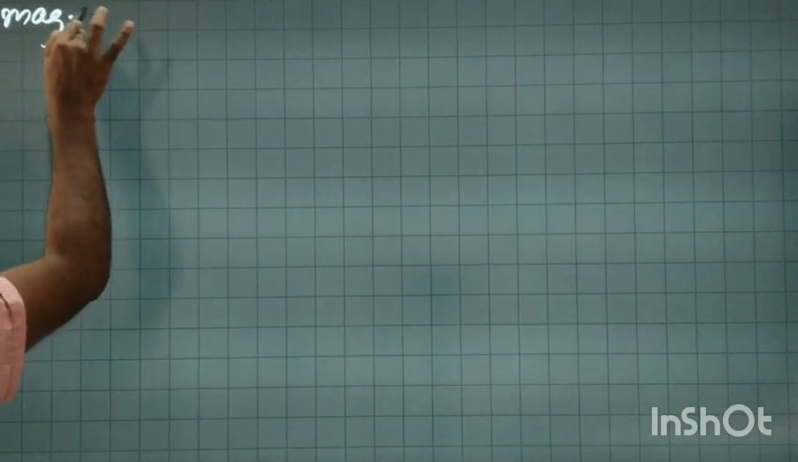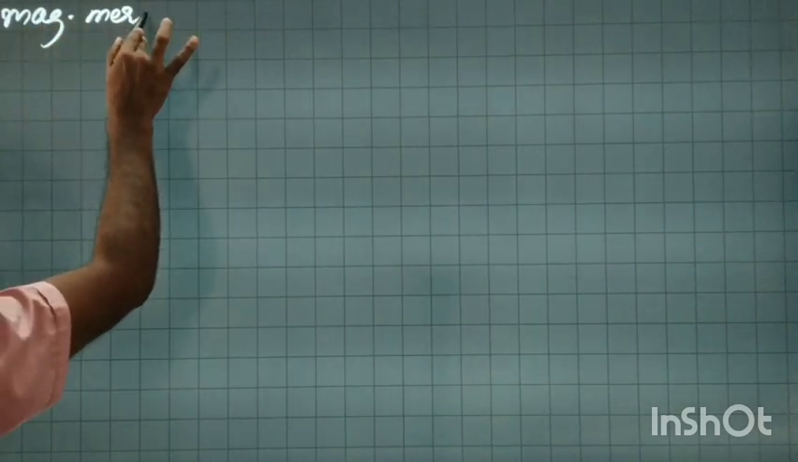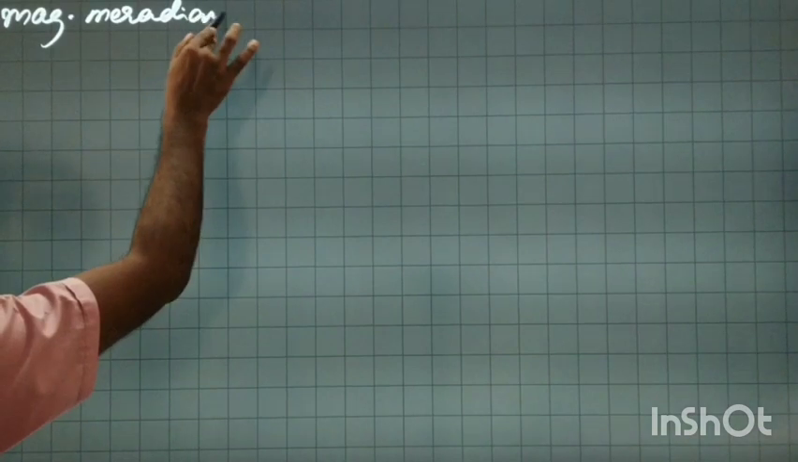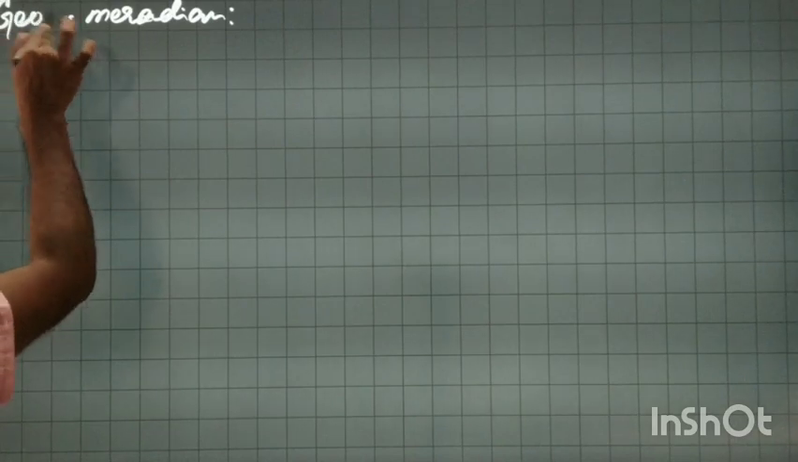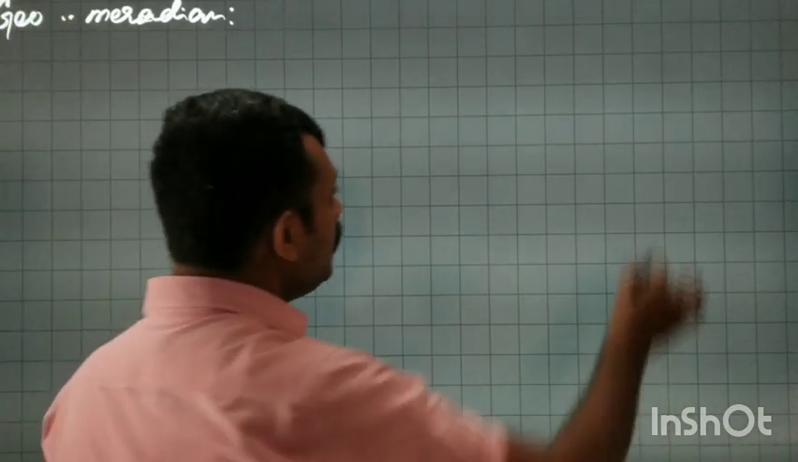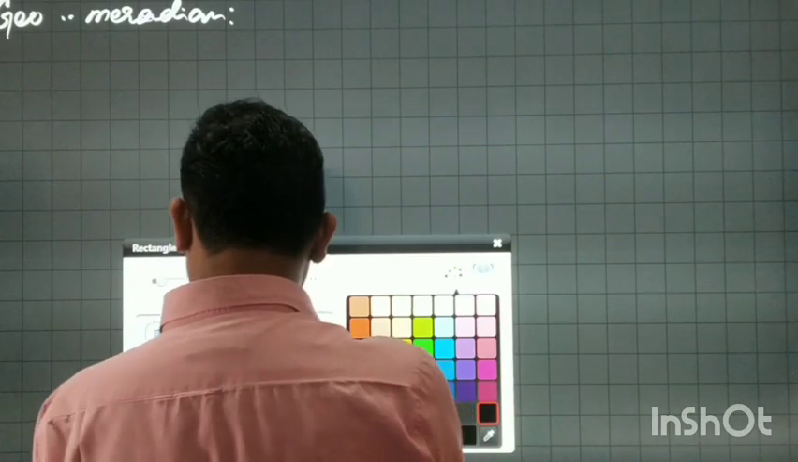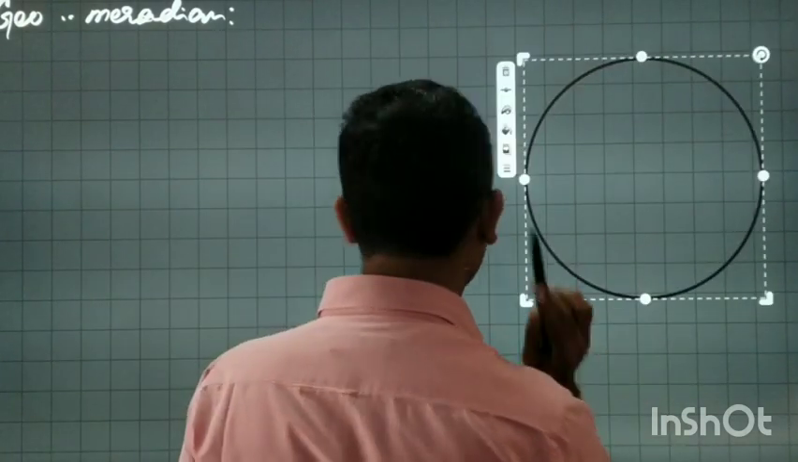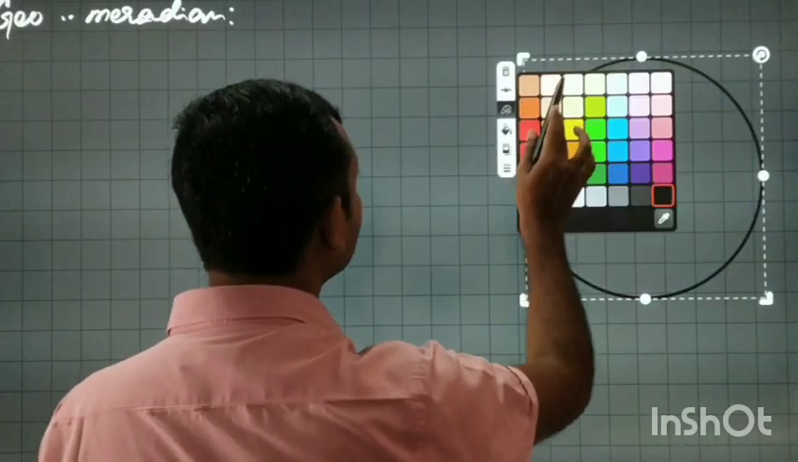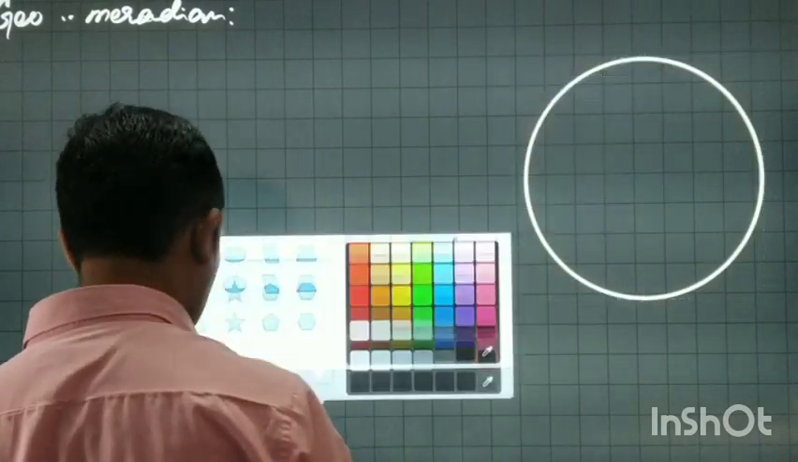Moving on to the next concept, regarding magnetic meridian and geographic meridian. Before magnetic meridian, I will consider geographic meridian. That will give you a clear picture. This is Earth, I am saying. I need to change color. This is Earth.